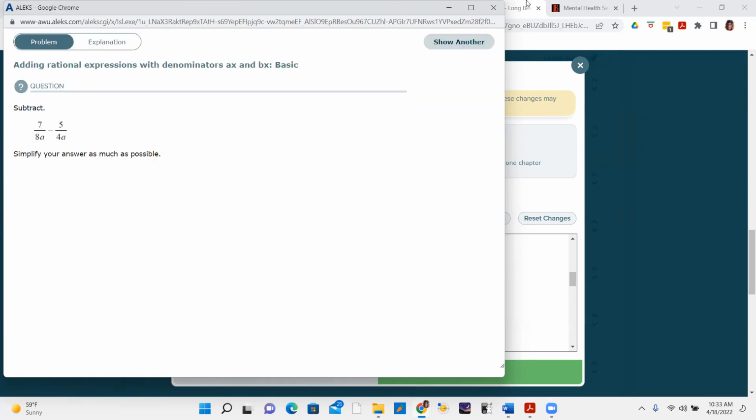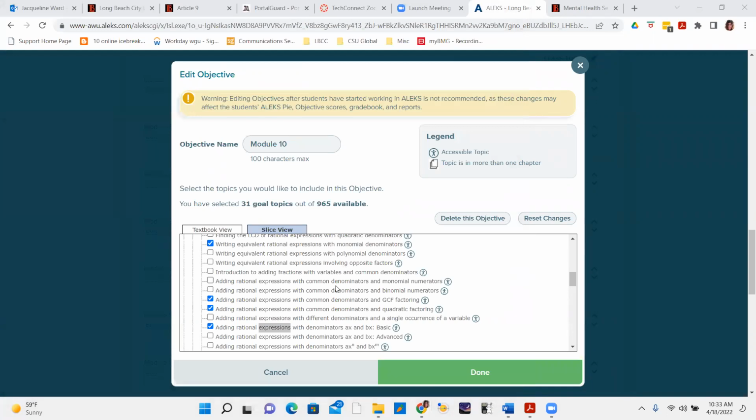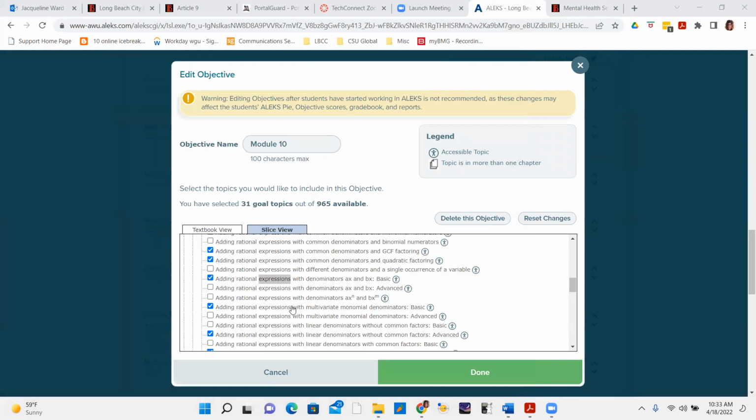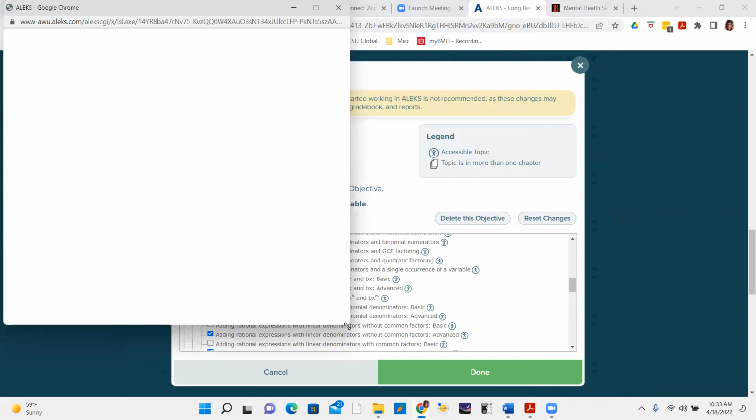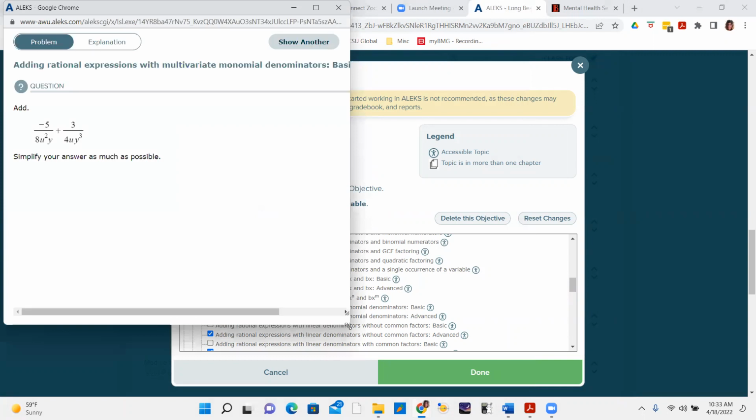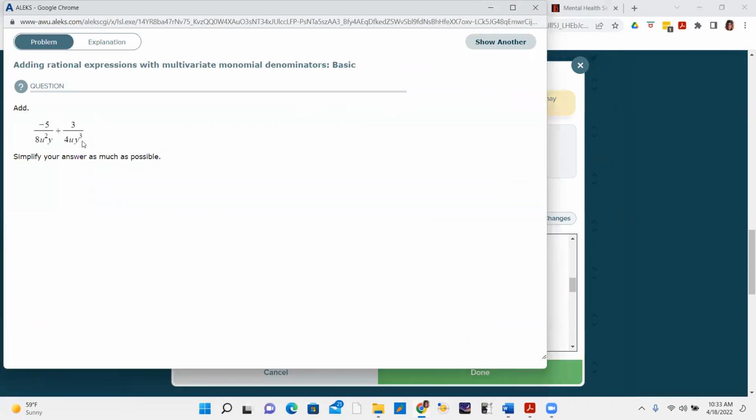These are all pretty much the same. All right, so same idea. I think in terms of we want to create the same least common denominator. So we want to build up to the smallest thing that each one will divide into.